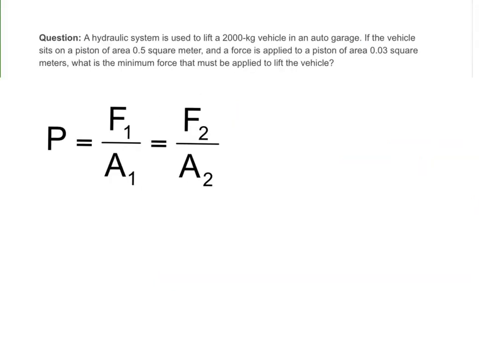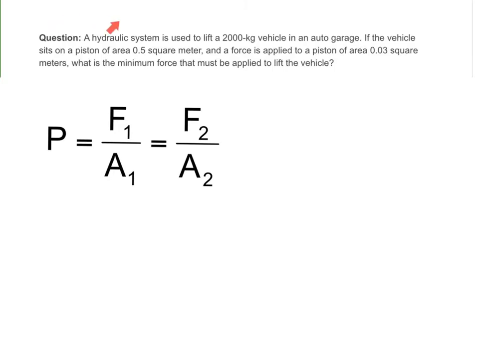Finally, let's review one last Pascal's principle problem. Here we have a hydraulic system used to lift a 2,000 kilogram vehicle in an auto garage. If the vehicle sits on a piston of an area of 0.5 square meters and a force is applied to the piston of an area of 0.03 square meters, what is the minimum force that must be applied to lift the vehicle? In this case, what we're doing is we are attempting to solve for F1.